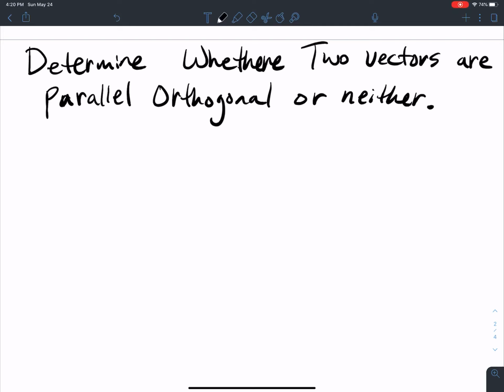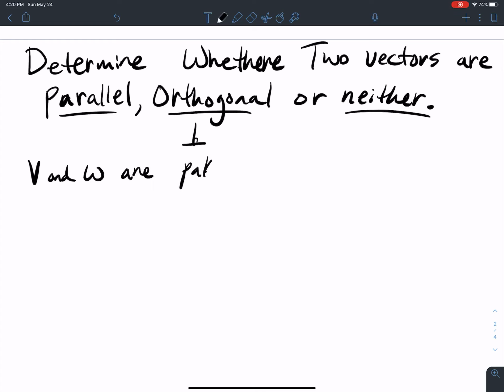In this video, we're going to determine whether two vectors are parallel, orthogonal, or neither. Orthogonal is a fancy way to say perpendicular. Okay? So two vectors, v and w, are said to be parallel if there is a non-zero scalar alpha so that v equals alpha times w. In this case, the angle theta between v and w is 0 or pi.